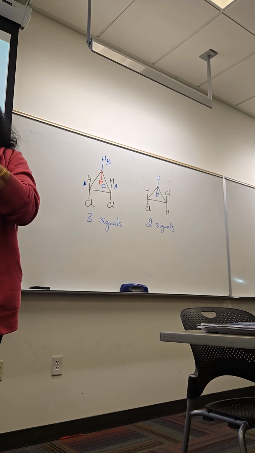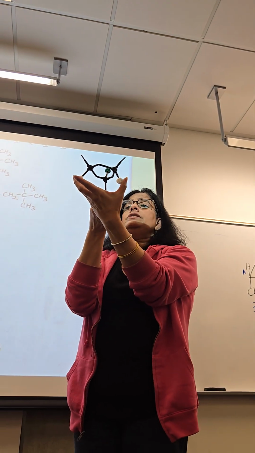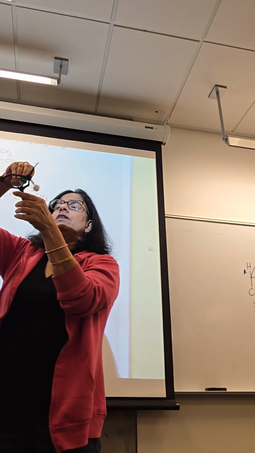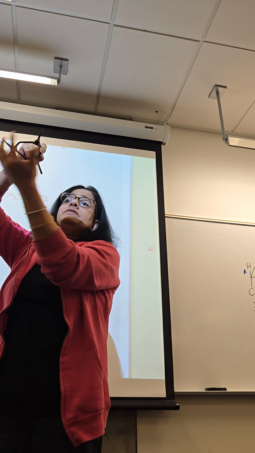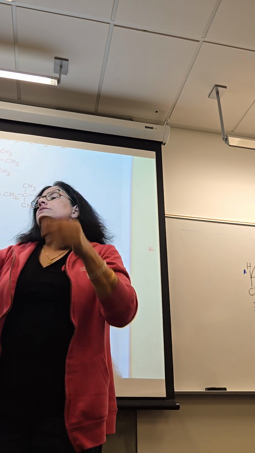Yeah. What about this one, the one I'm holding? Hydrogens are on the other side. It sees chlorines on the same side as itself. So they are in different chemical environments. This is surrounded by hydrogen's electron cloud, whereas this one is surrounded by chlorine's electron cloud. So their chemical environments are different.